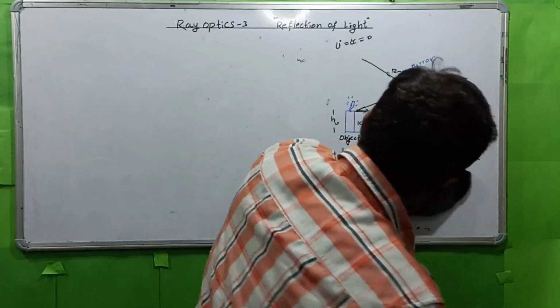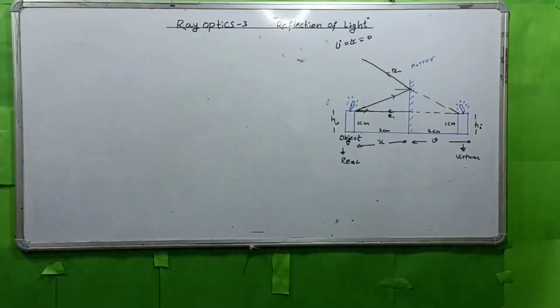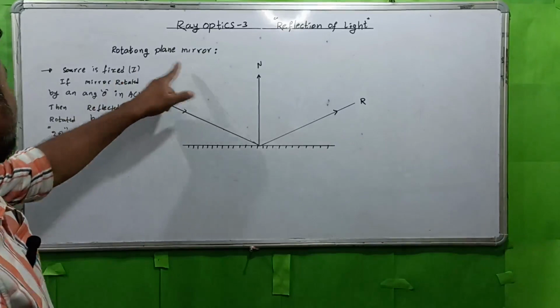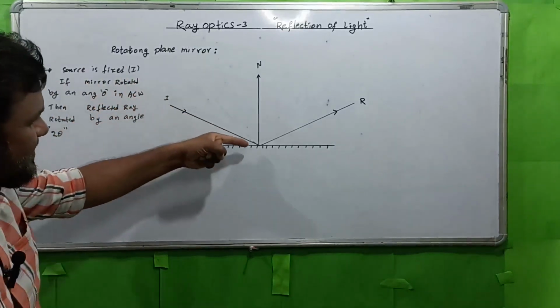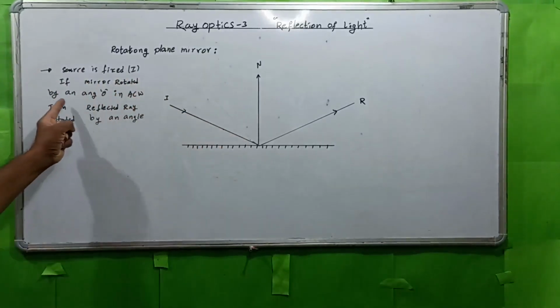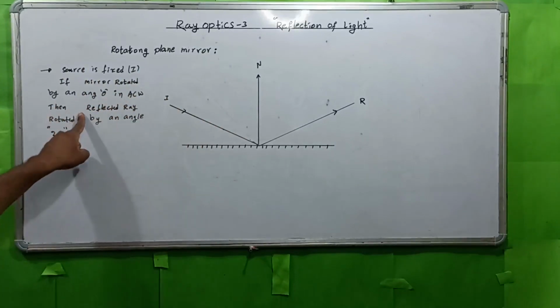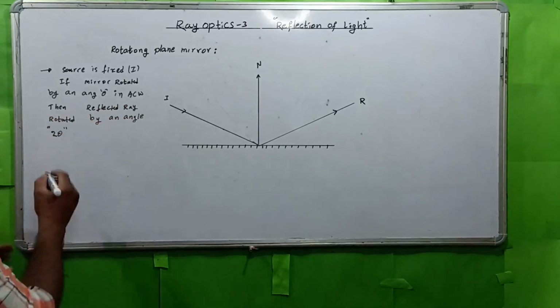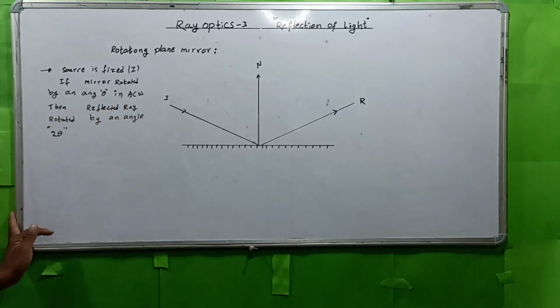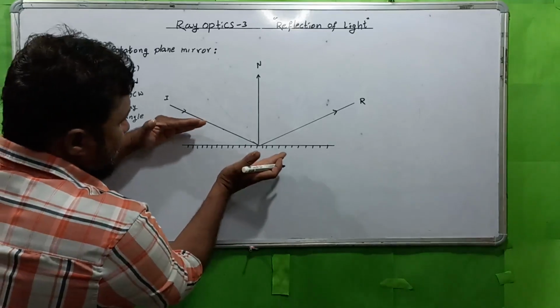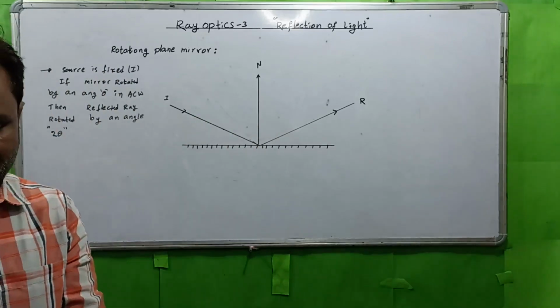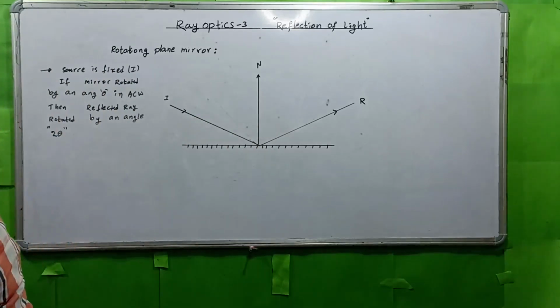Firstly, I will discuss the rotating plane mirror. Source is fixed. Incident ray remains fixed. If the mirror is rotated by an angle theta in the anti-clockwise direction, then the reflected ray is rotated by an angle 2 theta. We have to prove this result. The mirror is rotated anti-clockwise with an angle theta. I want to show that the reflected ray must be rotated with an angle 2 theta.